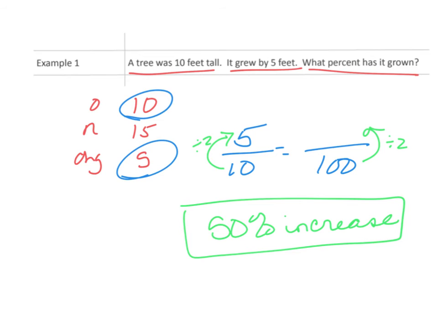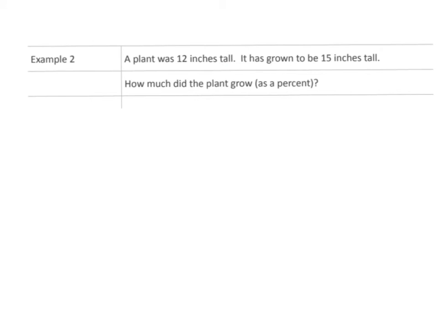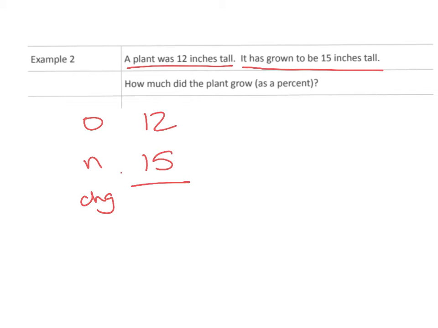Most of the problems you're going to do are going to be easier like this one. Let's do it again. We have new, original, sorry. I'm going to change those around. Let's make sure we're always doing the original and then the new. Original, new, and then the change. Sorry about that. A plant was 12 inches tall. That's our original. It has grown to be 15. That's our new. If we subtract 15 minus 12, we get a change of 3, and we know it's an increase because it grew.